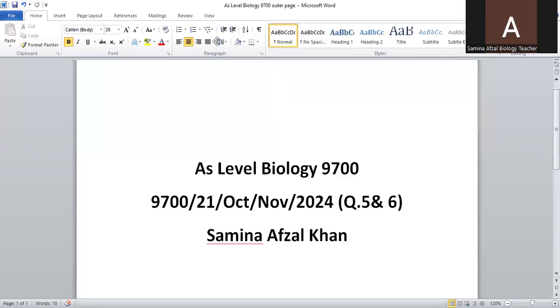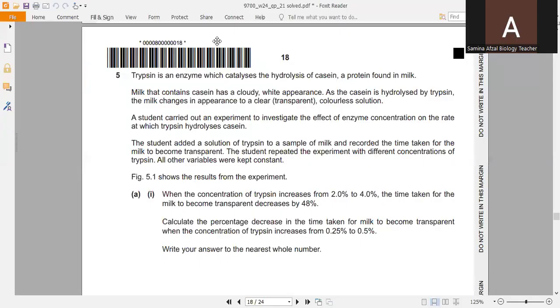Question number 5: trypsin is an enzyme which catalyzes the hydrolysis of casein, a protein found in milk. Milk that contains casein has a cloudy white appearance. As the casein is hydrolyzed by trypsin, the milk changes in appearance to a clear, transparent, colorless solution.